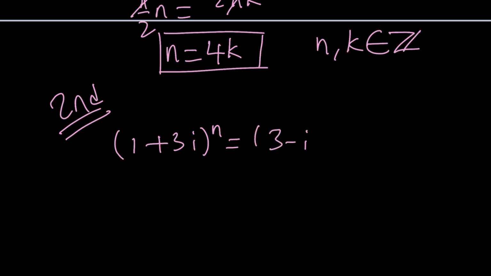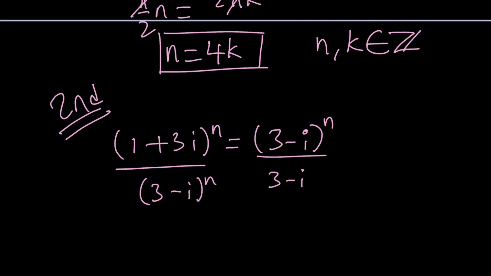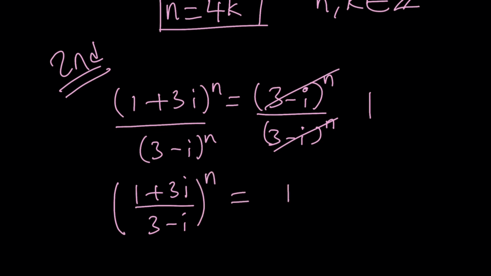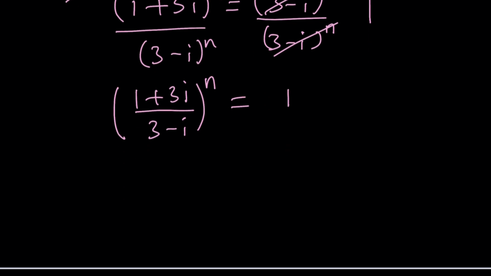The second method is going to use a really nice property. And that is, we're going to divide both sides by 3 minus i to the power n. And when you do that, because that's not 0, we can do it. We're going to get 1 on the right-hand side. And since they both have n, we can go ahead and put these together. Now, is this property valid even when n is not an integer, when n is complex? Think about it. Those are good questions. But anyways, let's simplify what's inside. How do you simplify this? There's a couple of ways.